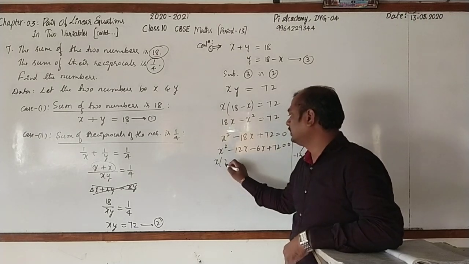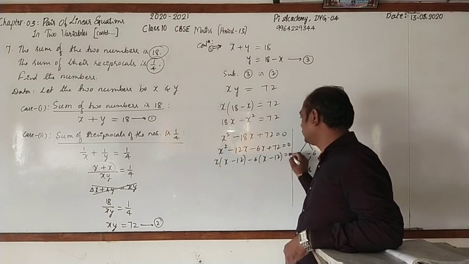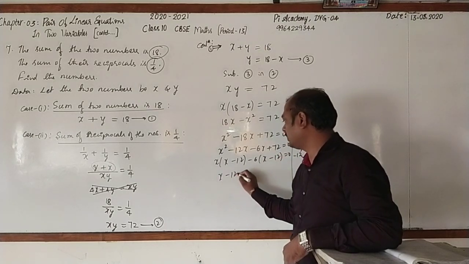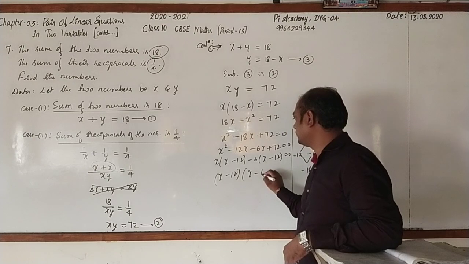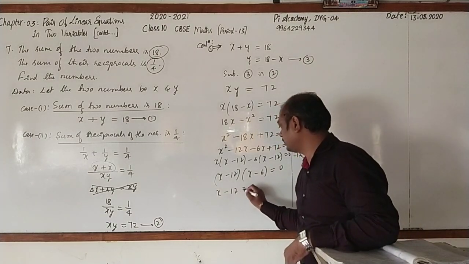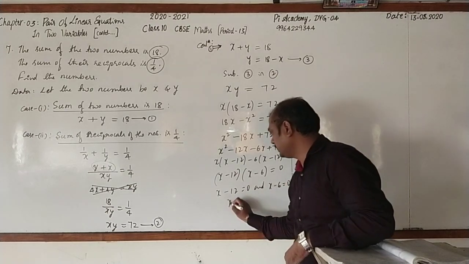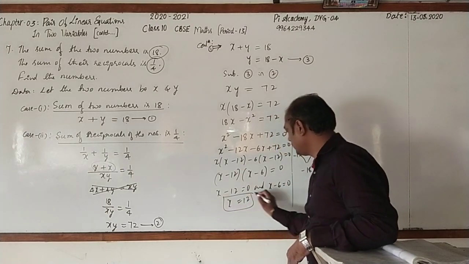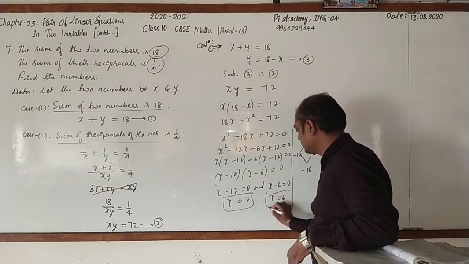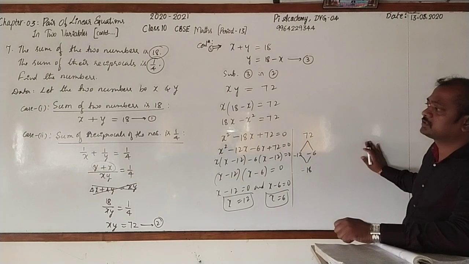Then x into x minus 12 minus 6 into x minus 12 equal to 0. Then x minus 12 into x minus 6 equal to 0. x minus 12 equal to 0 and x minus 6 equal to 0. x equal to 12 and x equal to 6. x may be 12 or x may be 6.